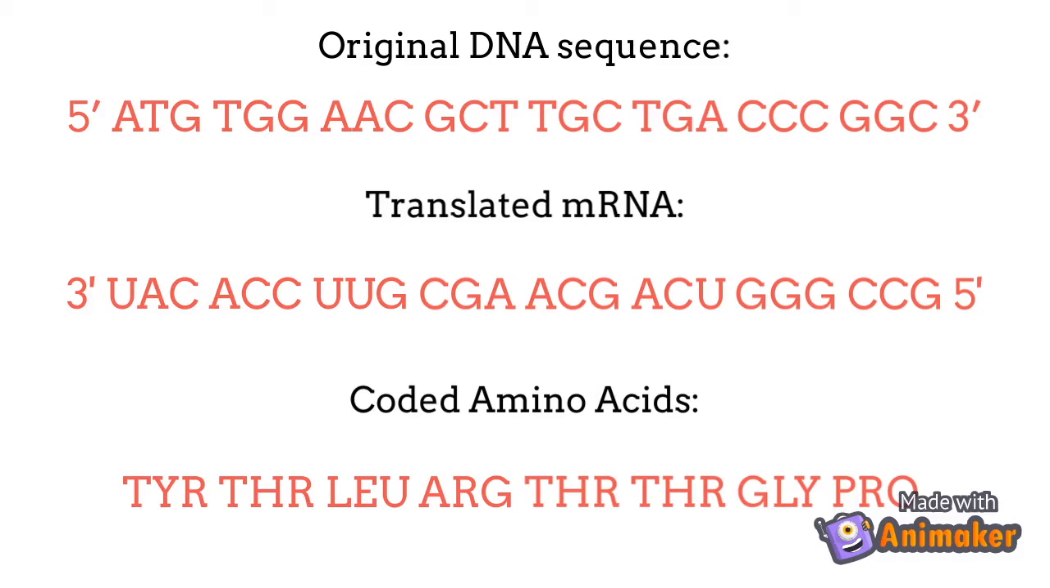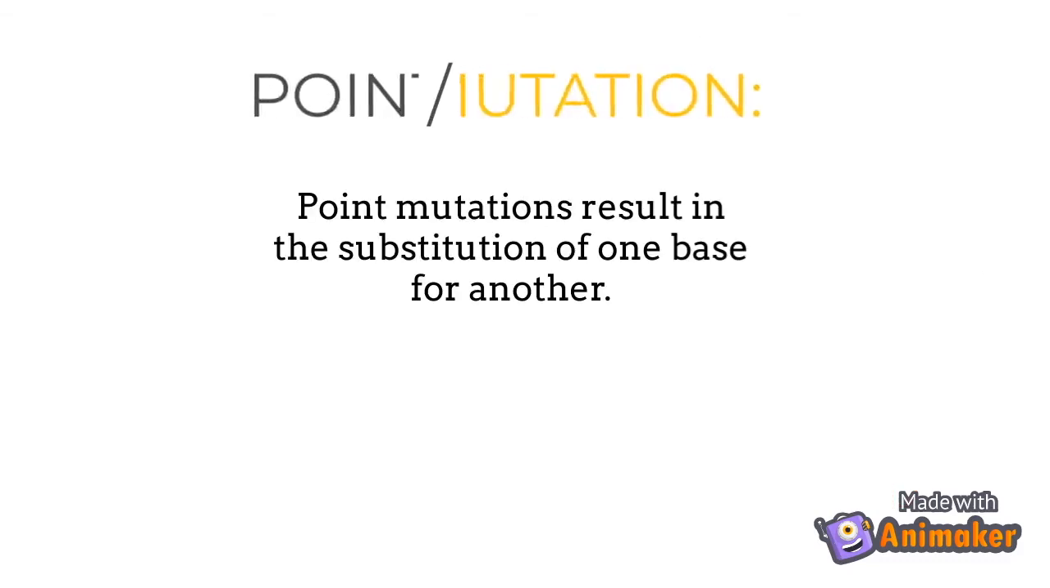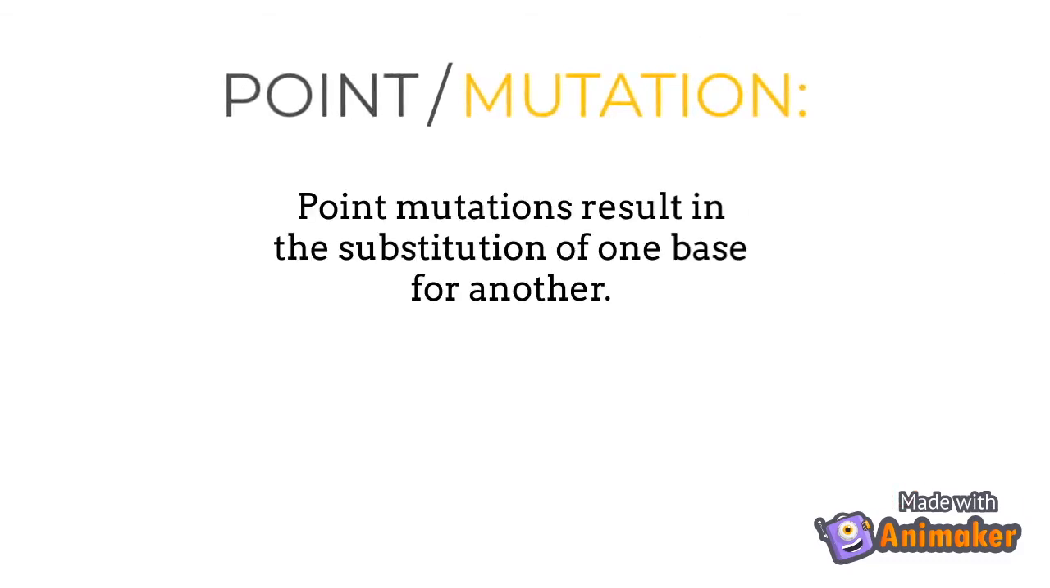So going back to our DNA sequence, we need to translate it to mRNA in order to determine the amino acids that it codes for. In a point mutation, what happens is that the DNA sequence experiences a substitution, either a transition or a transversion, as we talked about before, and this mutation alters translation and the amino acid sequence that the strand originally coded for.